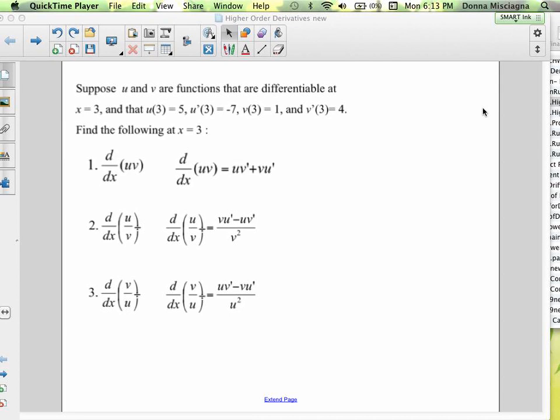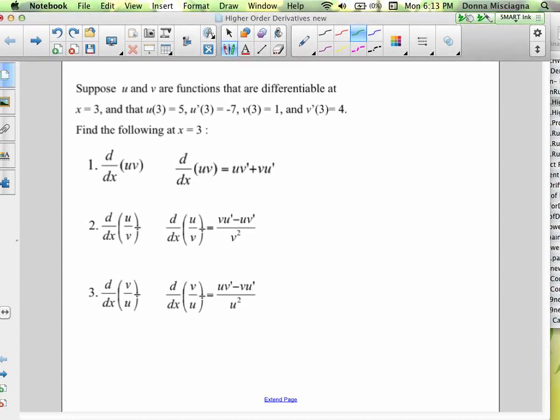All right, so if we want to find the derivative of a product, we're going to have to use the product rule. Make sure you never just multiply derivatives. The derivative of a product is not the product of derivatives, but rather it's the product rule. So the derivative of u times v is u times v prime plus v times u prime. And we have all the values we need in the table, so the work is pretty easy on this.